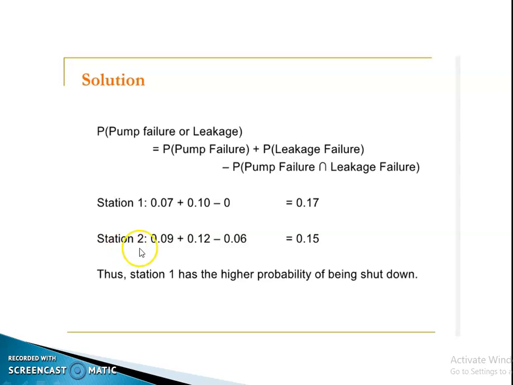And at station 2, probability of pump failure is 0.09 and probability of leakage failure is 0.12. Probability of pump failure intersection leakage failure is 0.06. Solving these probabilities, we get 0.15. Thus, station 1 has the higher probability of being shut down.